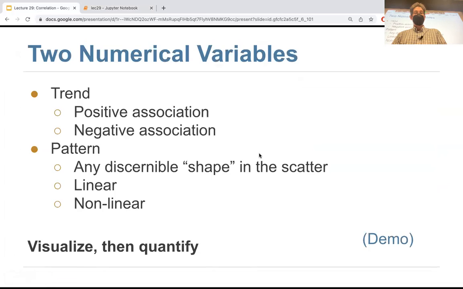Any questions about what we're talking about when we're saying positive and negative, and what we're talking about when we're saying it's linear or nonlinear? Question?